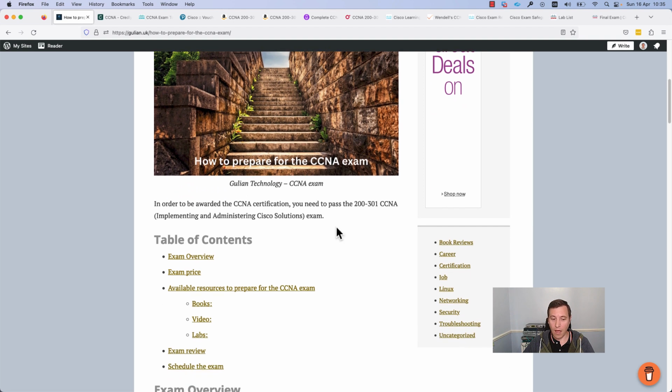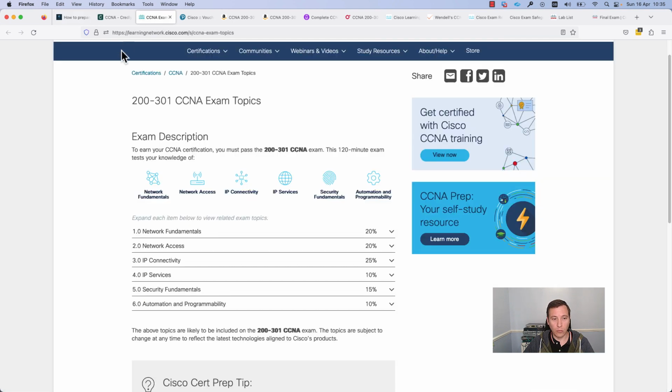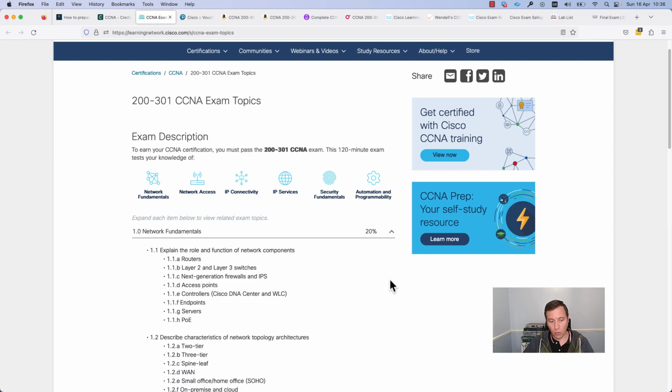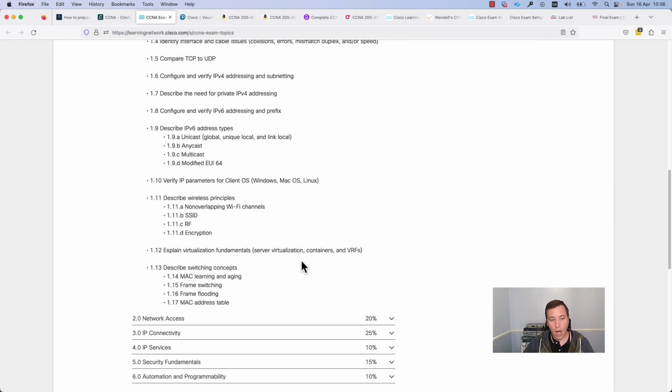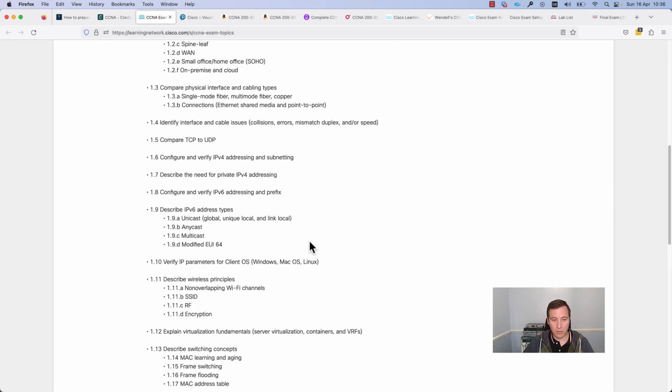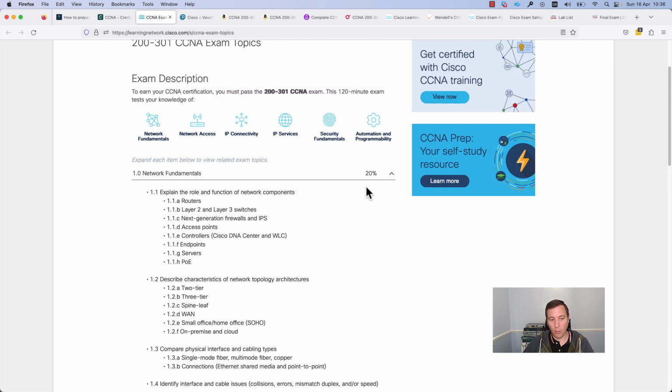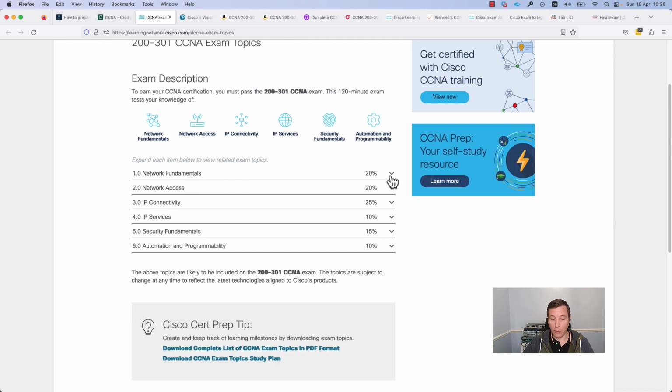You can go to this website where you can find the blueprint for the exam. As you can see, it covers the following topics: network fundamentals, which has 20%, meaning 20% of questions will be from this topic; network access, IP connectivity, IP services, security fundamentals, automation, and programmability. Each topic has a lot of subtopics, as you can see here. So I strongly recommend going to this page and checking all the topics that you need to cover in order to prepare for the exam.